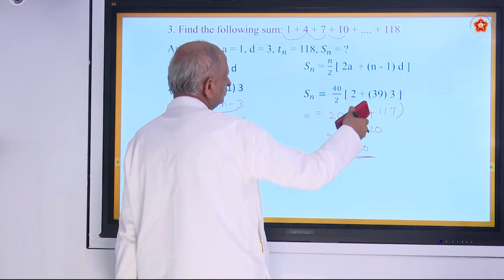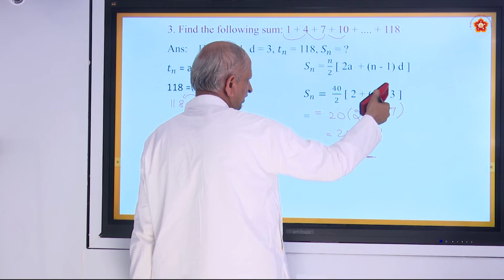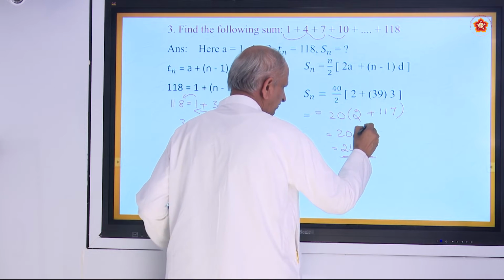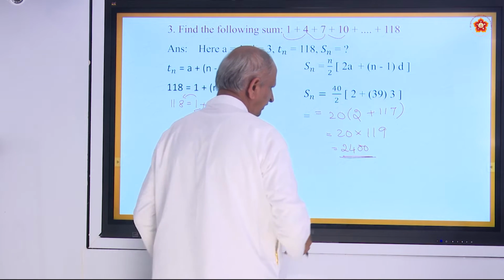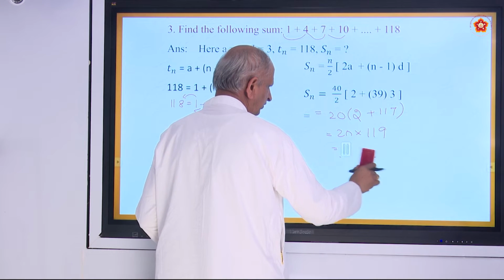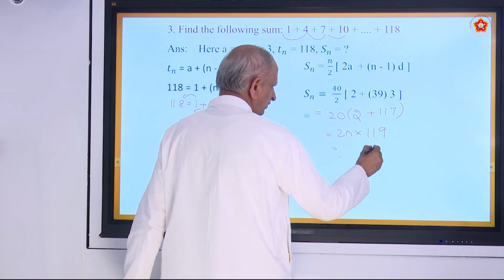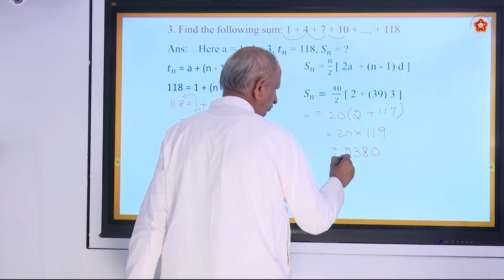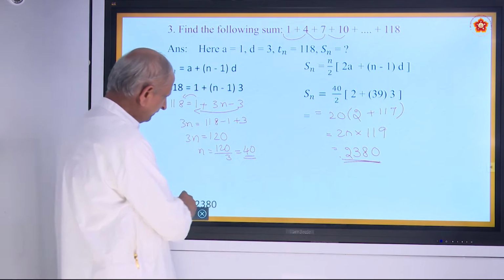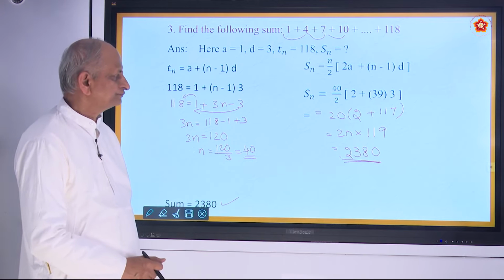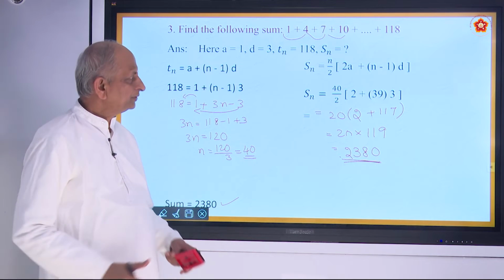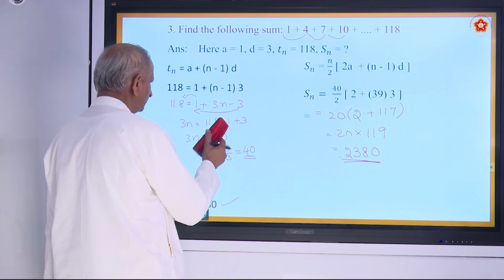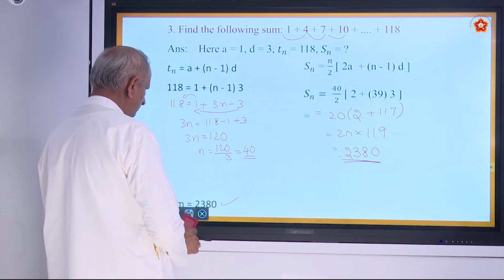So you have 3 nines are 27, 3 threes are 9 plus 2, 11. It becomes 119. So make a small change, 119. And if you multiply, you get it as 2 nines are 18, 2 ones are 2 plus 1, 2380 is the answer. So the sum will be equal to 2380. Is it alright? Okay, shall we pass on to the next sum? Very nice.